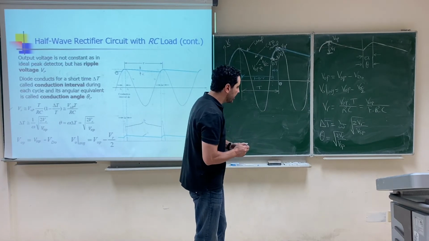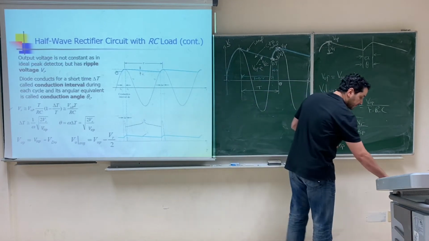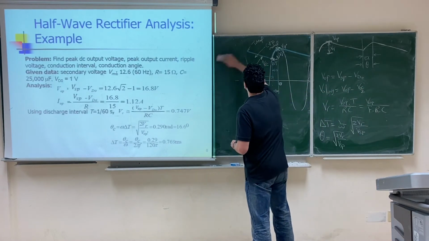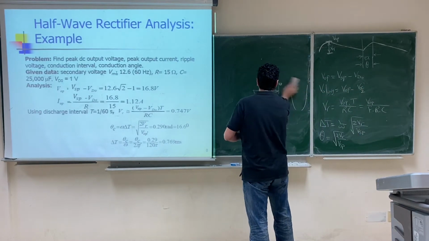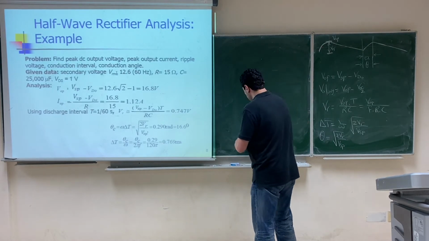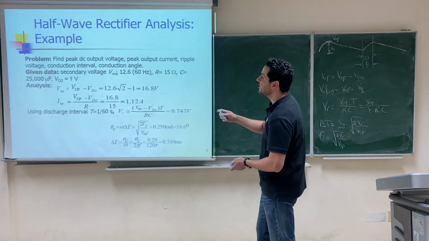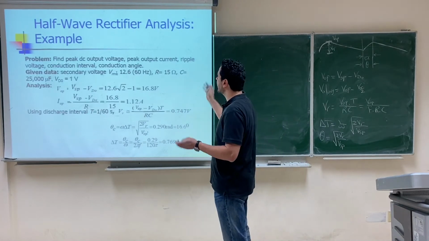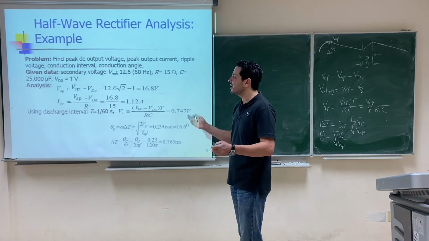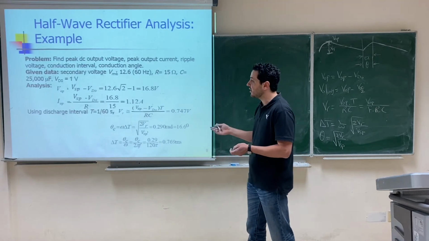These equations are very important to calculate all the parameters required for your rectifier circuit. Let's now solve an example, and then we'll go back to our circuit and calculate the peak inverse voltage, and we'll discuss some issues about the current. So the example says find the peak DC output voltage, peak output current, ripple voltage, conduction interval, conduction angle. So basically everything about our rectifier.